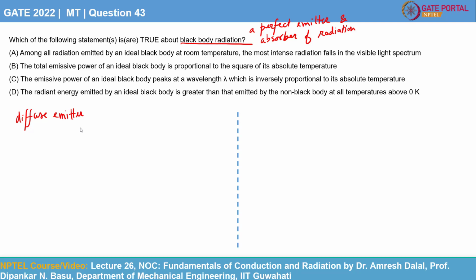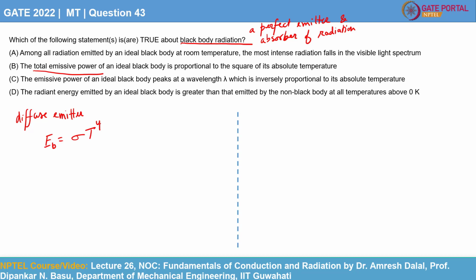The second statement: the total emissive power of an ideal black body is proportional to the square of its absolute temperature. Let us look if this statement is true or false. The term is total emissive power. Total emissive power of a black body is the sum of radiation emitted over all wavelengths, and it was determined experimentally by Joseph Stefan that the radiation energy emitted by a black body per unit time per unit surface area is given by sigma T raised to power 4.